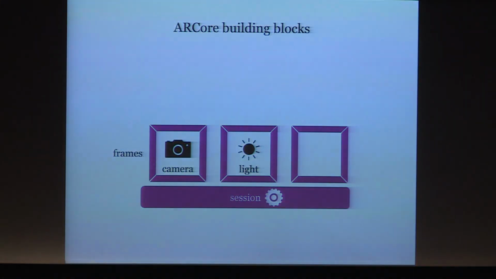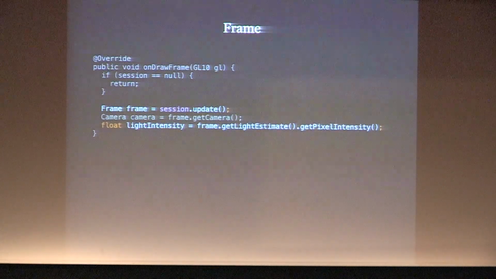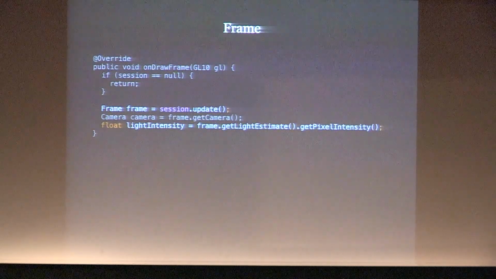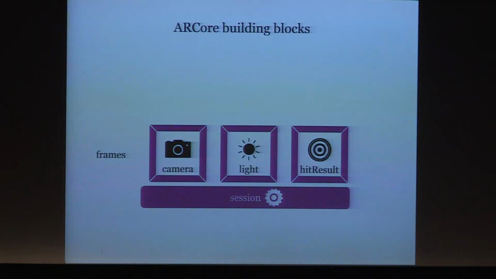Then light estimation. We've talked about it a little bit, so let's not repeat all of that. Let's just look at the code. We're invoking a method get light estimate on our frame, and we're getting our float of average light intensity. And hit result. Hit result is where everything gets really exciting and where you actually get some environmental objects that you can play with.